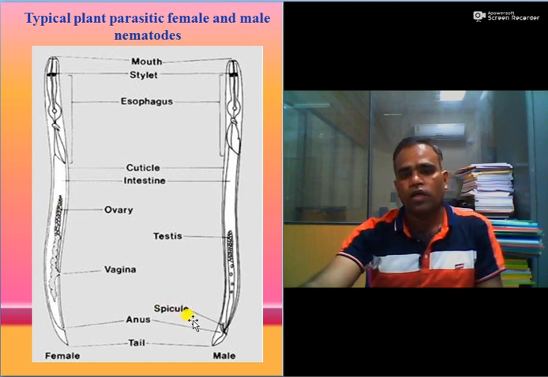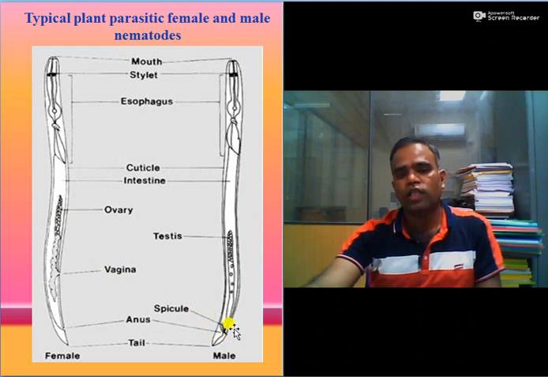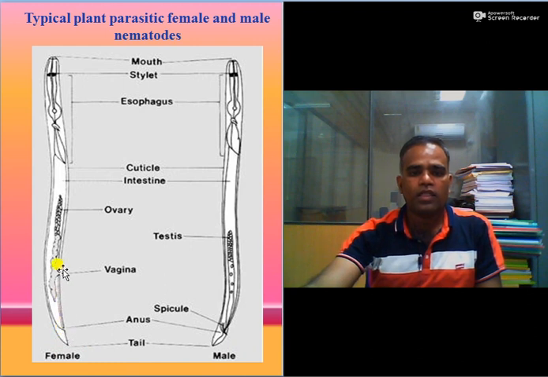Third thing which is important: in case of male nematode, here is one opening and it is the common opening of the male reproductive system as well as the male digestive system. That is, anus and spicule opening are present at a single place. This place is called cloaca. So it is the difference between female and male nematode. Whereas in female, the anus and vagina or vulva, which is the opening of the vagina, are different.